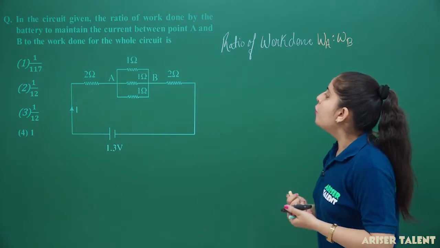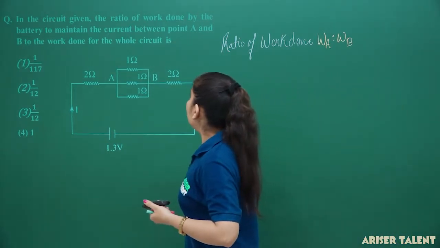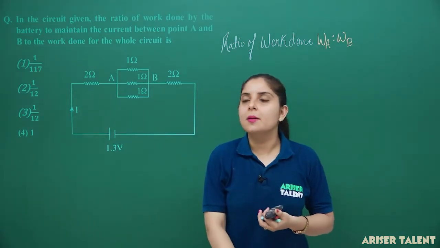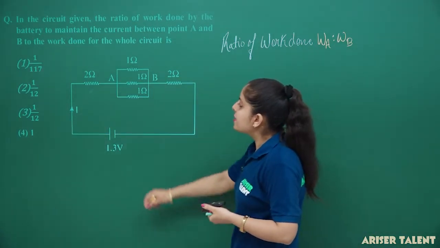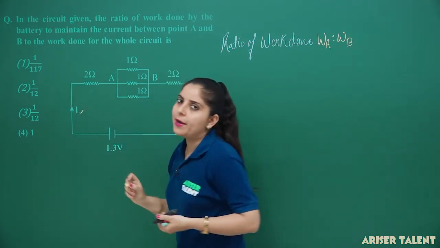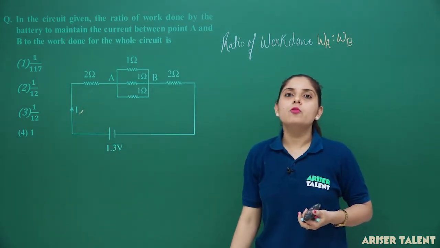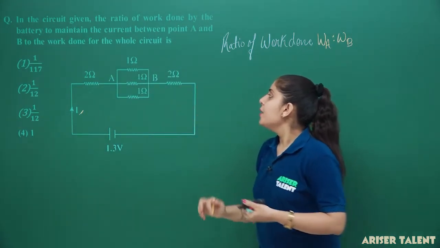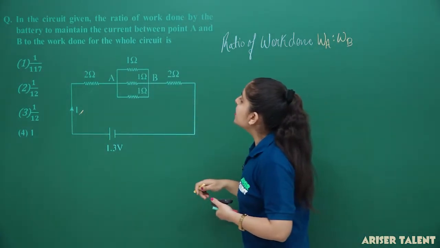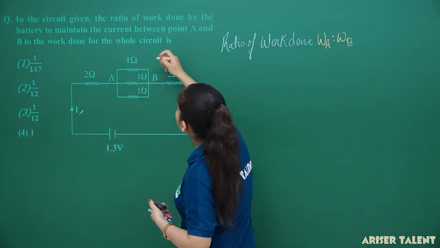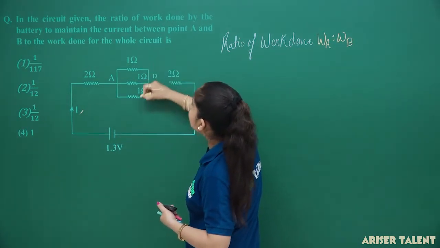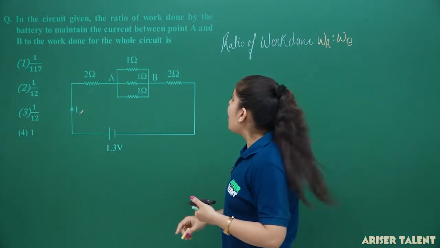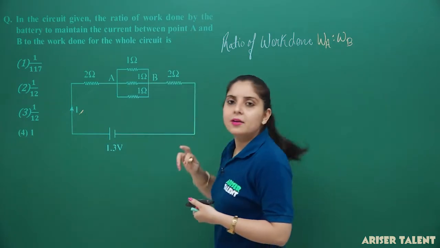Now, for determining the work done, what do you need? You just need the equivalent resistance of the system, because the current flowing in the system is I. So there is no need to find out the I here. What we actually have to determine here is the equivalent resistance. From this diagram, you can see that between points A and B, there are three resistances connected in parallel. The resistances connected here are 1 ohm, 1 ohm and 1 ohm.